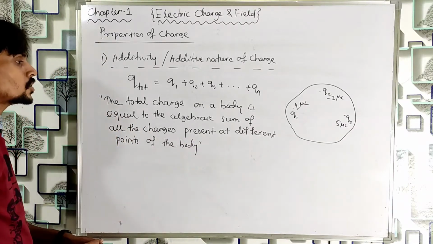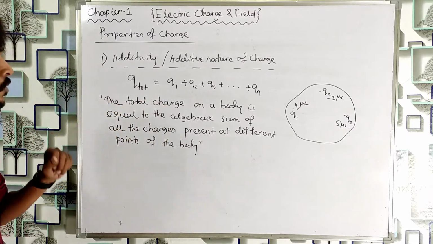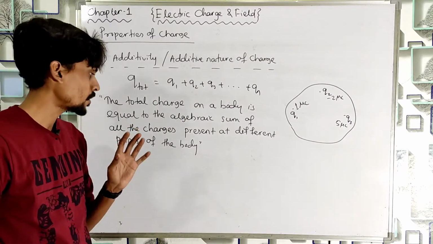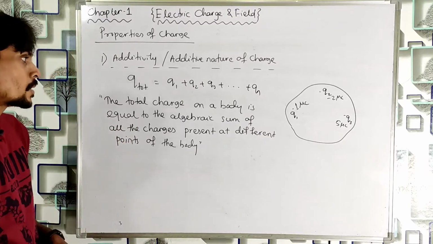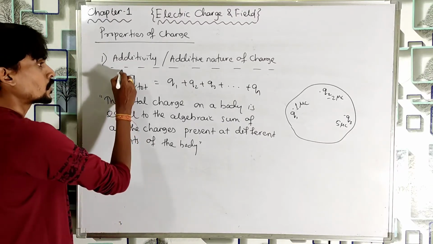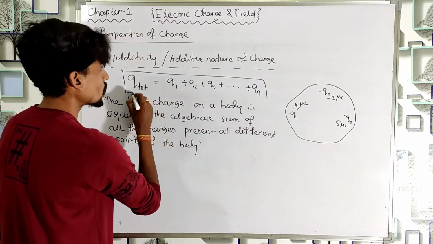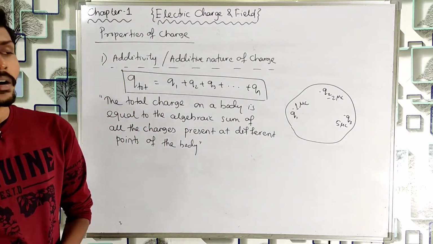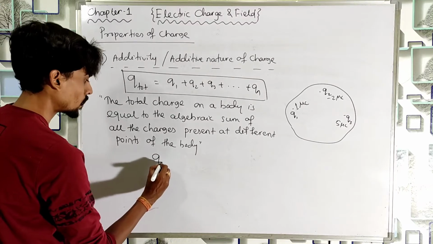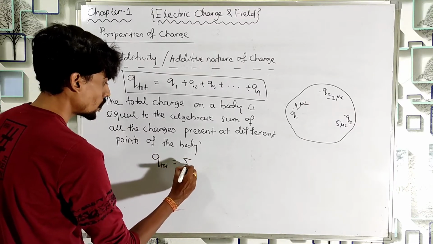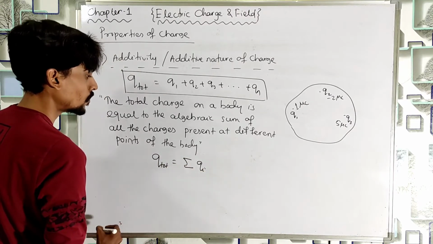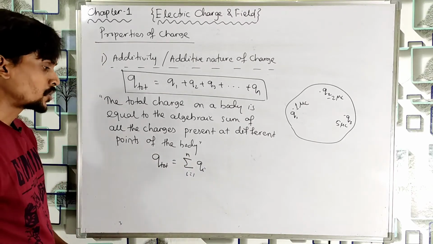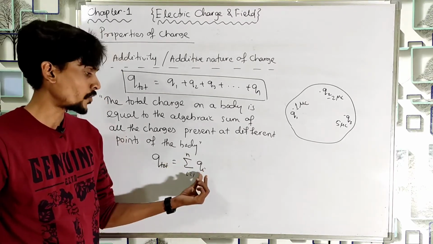The total charge on a body is equal to the algebraic sum of all the charges present at different points of the body. Mathematically you can write that Q total is equal to Q1 plus Q2 plus Q3 dot dot dot Qn, or I can write that Q total equals the sum over Qi, i equal to 1 to n. Means if you put i equal to 1, you can write Q1.